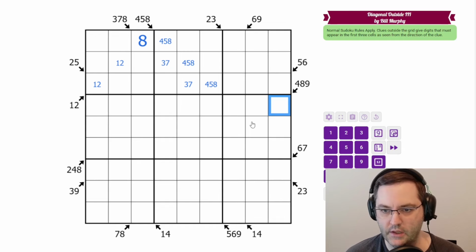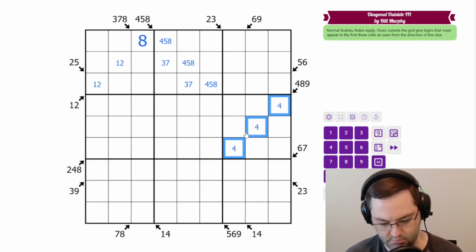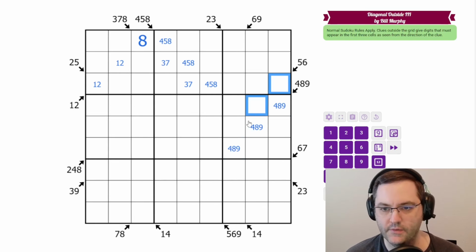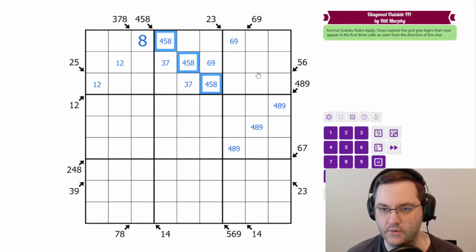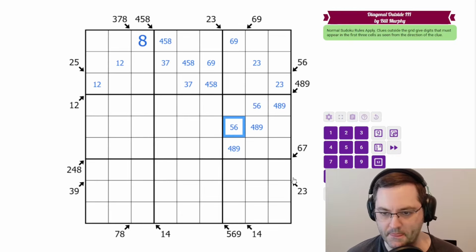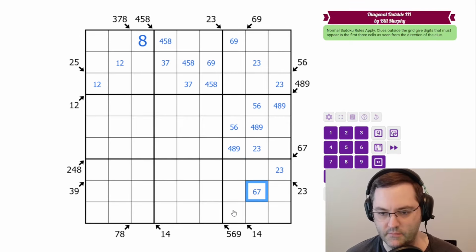Alright, 4, 8, 9 here. 5 and 6 must go somewhere here. 6 and 9 here can't go in that cell, so that is 6, 9. And we're getting these little V patterns, or zigzag patterns, all over. The 2, 3, and then the 5, 6 get restricted in a similar way. The 2, 3 here as well, and now the 6, 7.